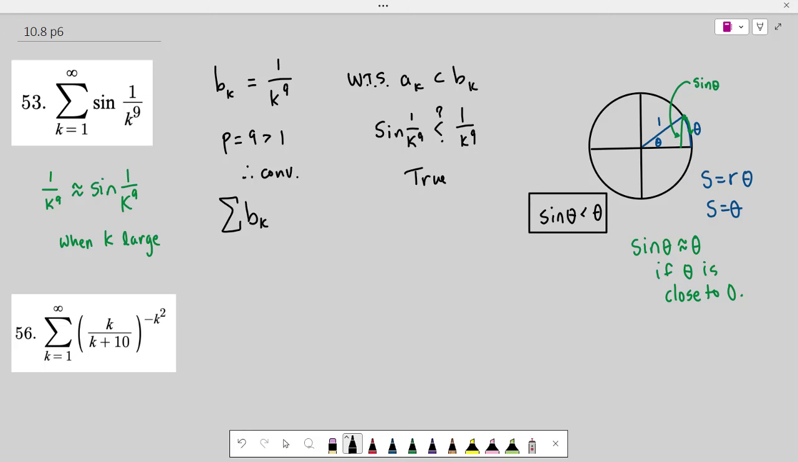Would you give us a problem like this on the test? Yeah, I don't know. Maybe. Should I? I could.